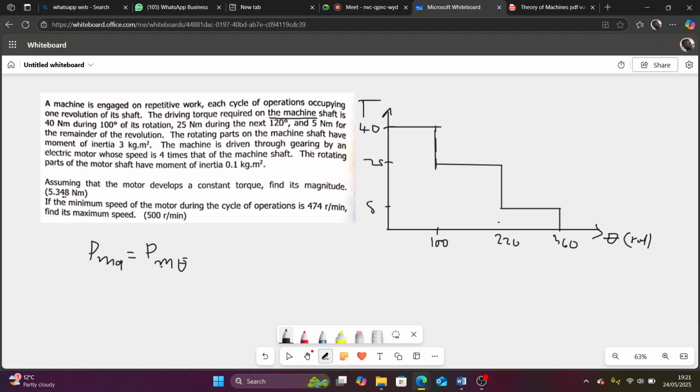Now, what do we do? What is the power of the machine? Power of the machine is equal to mean torque multiplied by W of the machine. But power of the motor is equal to torque of the motor multiplied by W of the motor. Now, the question that I want you to ask me is, why on the motor are we not using the mean torque?